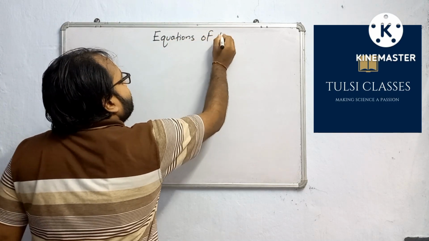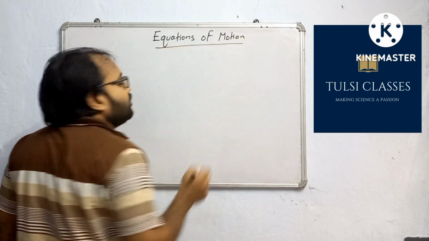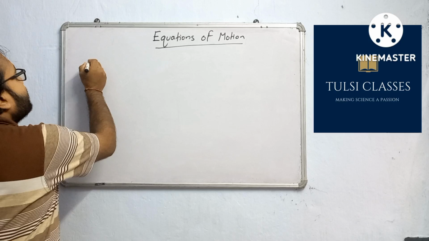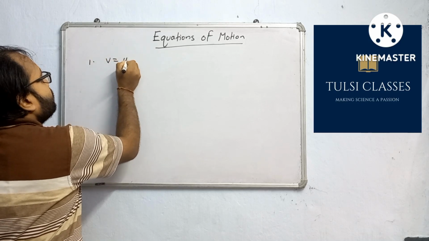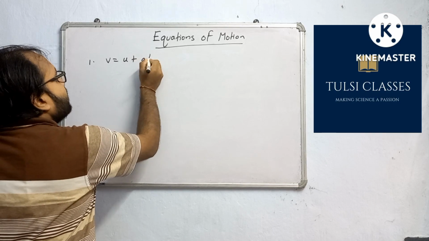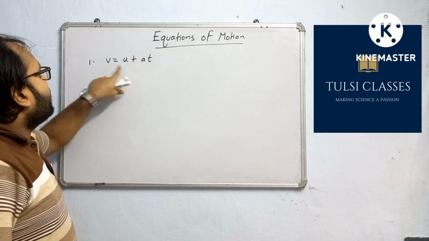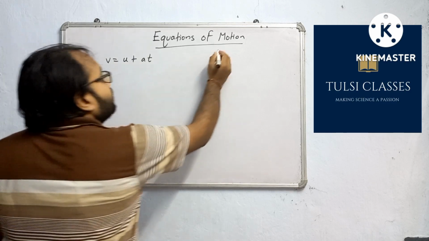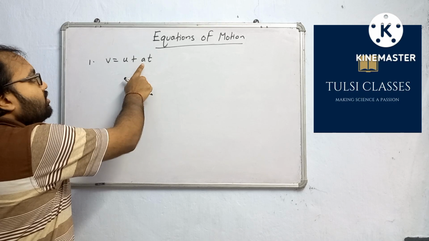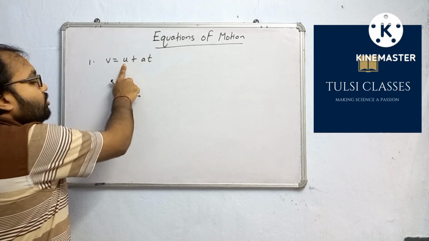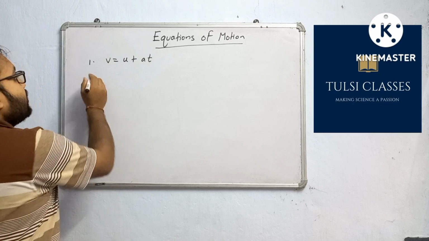Equations of motion. So the three equations are, first equation is v = u + at. Here what are the significance of v, u, a and t? t is the time, a is acceleration, uniform acceleration, u is the initial velocity of the object, v is the final velocity.